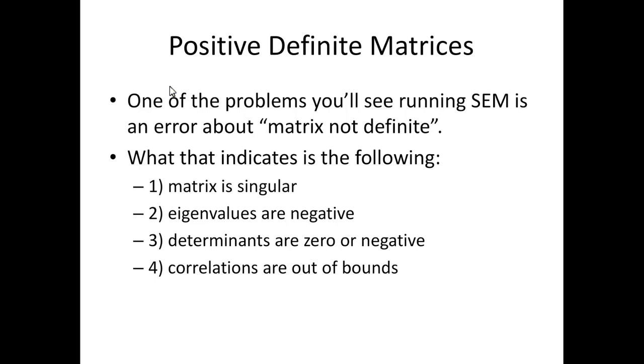The determinant is 0 or negative. The determinant is about being able to invert a matrix where each column has to be unique. Or the correlations are 2.2. And so mathematically that's not true. You can't do that. But you can sometimes get those solutions, and that's not good. Something went wrong. So anytime you see matrix not definite, the most common problem is that the matrix is singular, meaning that the columns are no longer unique.